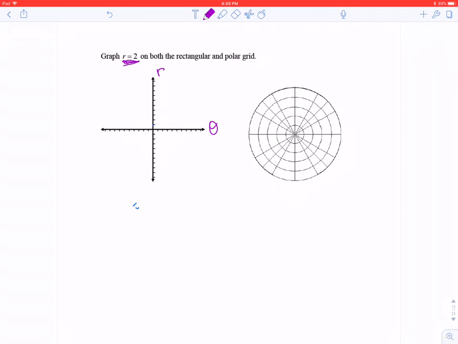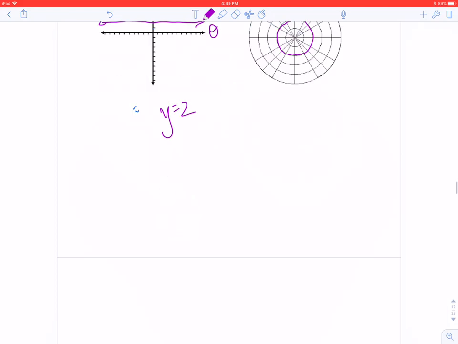That means no matter what theta is, the r value is 2. It's kind of like in algebra, y equals 2, where you get a horizontal line. But on the polar graph, you get a circle whose radius is always 2. No matter what theta is, you're at an r value of 2.